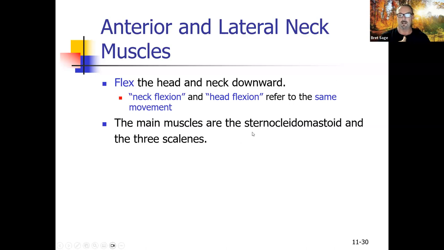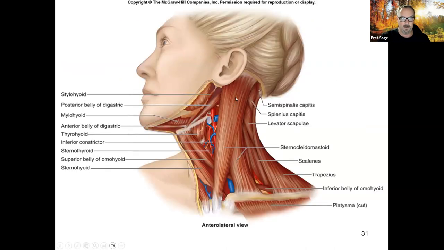Sternum, right here, center of your chest. Cleido, clavicle, which is your collarbone. And mastoid, which is a bump on the bottom of your skull. So it's here and here and angling up. If you feel the muscle, it angles down, and if someone was really in good shape, not me, you would see it very clearly coming down from the bottom of their skull down to their anterior chest. So you can see it here, sternocleidomastoid. It's not in the normal position because the person is looking to their right. But you can see some of these other muscles associated with movement of the head and neck.